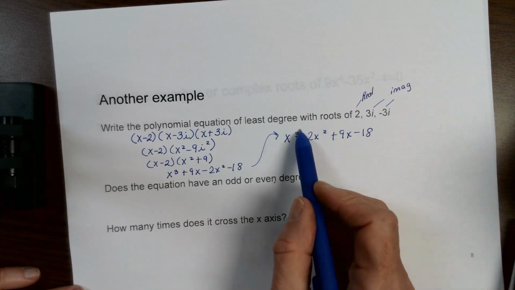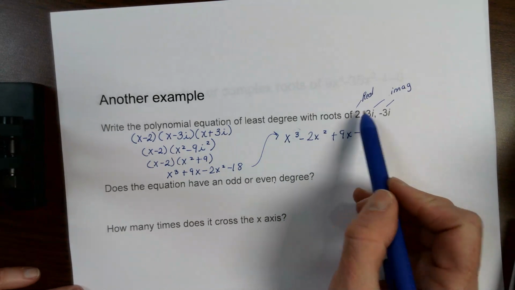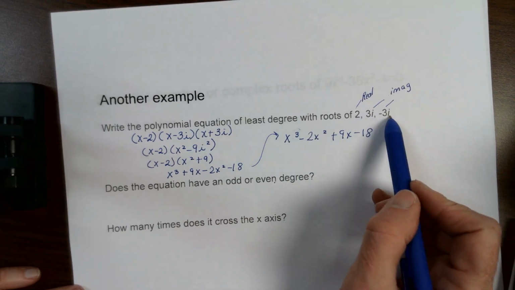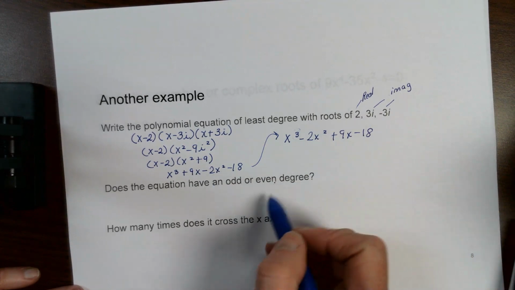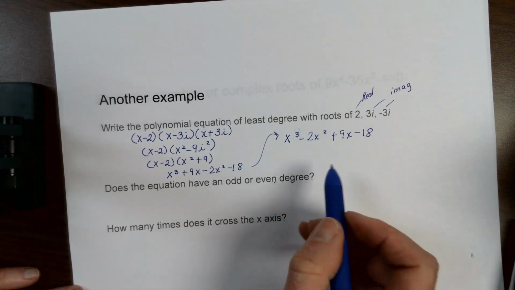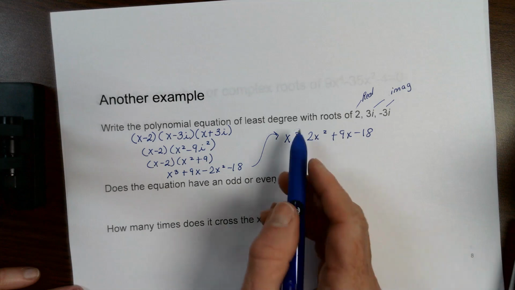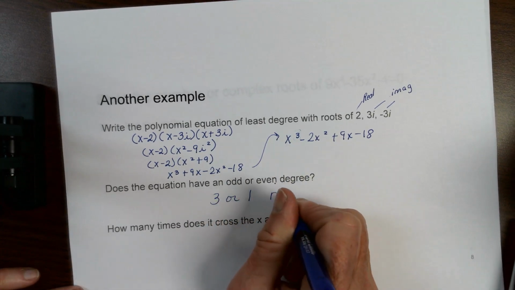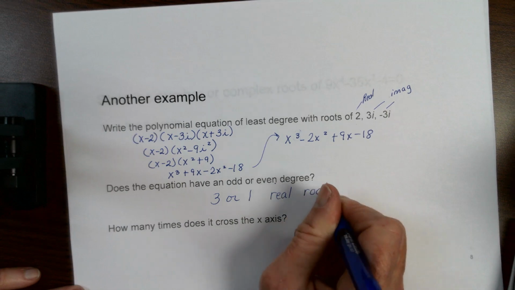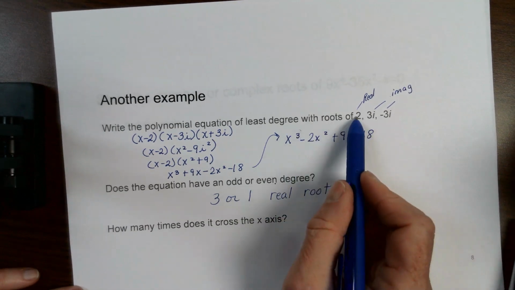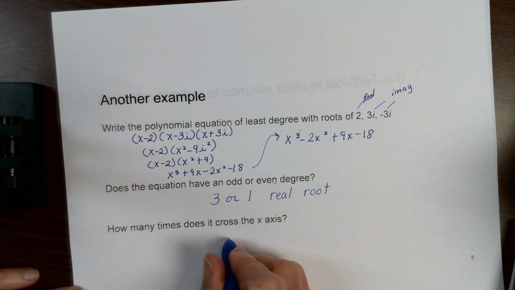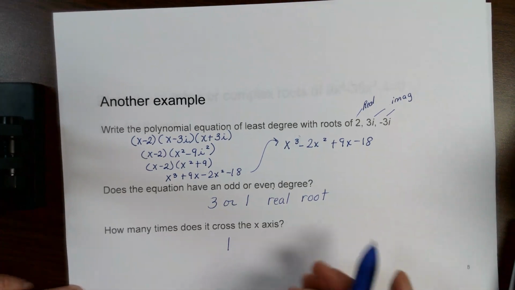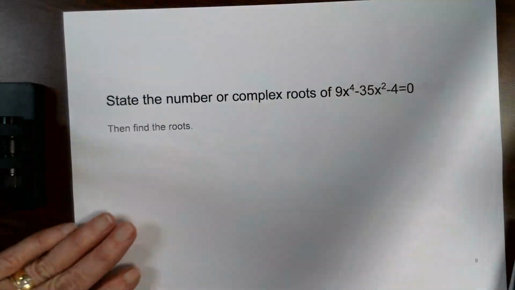Okay, so the 3 told me I have 3 roots: 2, 3i, and -3i. It has an odd degree, so I knew it was going to have 3 or 1 real root. And it has 1 real root and 2 imaginary, so it crosses the x-axis 1 time.